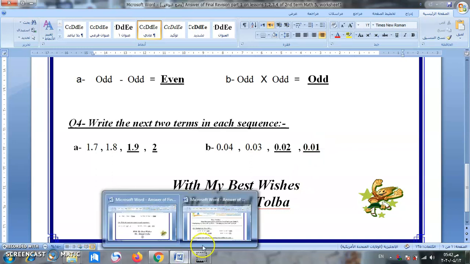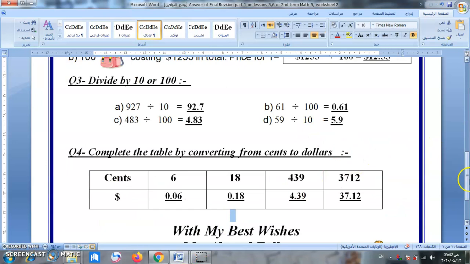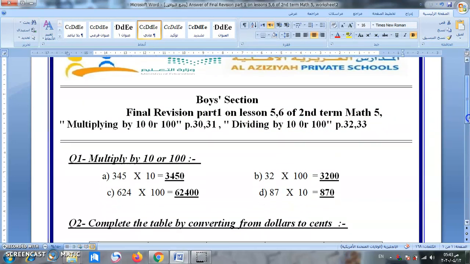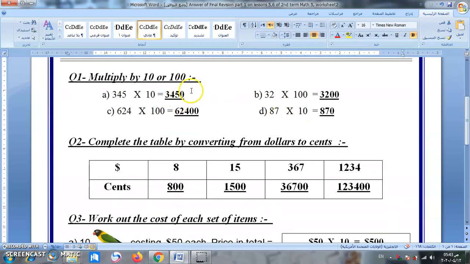And now worksheet number 2 for lessons 5 and 6. The lessons are multiplying by 10 or 100, pages 30 and 31, and lesson number 6, dividing by 10 or 100, pages 32 and 33. Exercise 1, multiply by 10 or 100. اضرب يا شباب في 10 أو في 100.